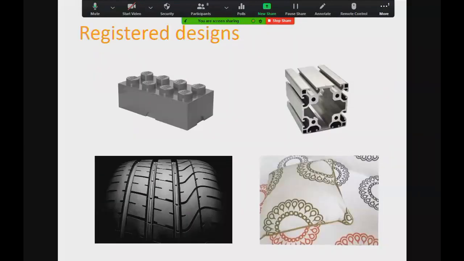Okay, registered designs. Unlike patents, registered designs give you protection for what something looks like, its shape, its configuration, irrespective of its functionality. Remember the difference. Patents, how it works, how it functions. Registered designs, how it looks, how it's shaped.